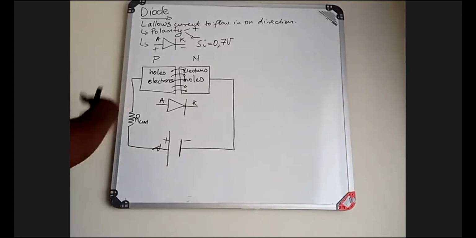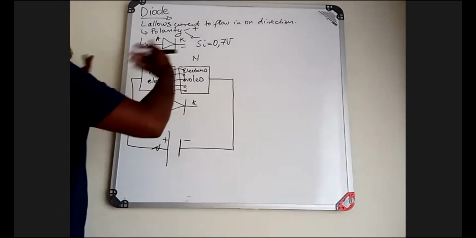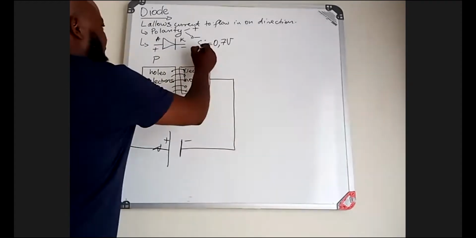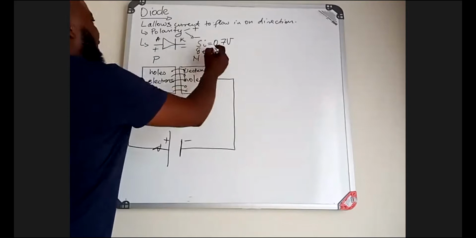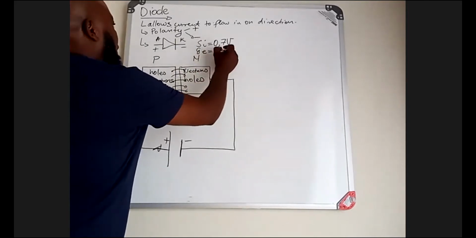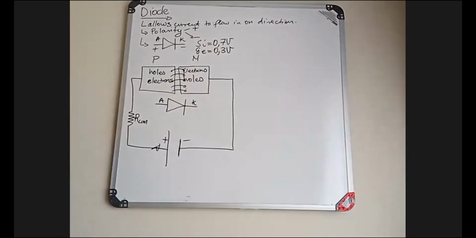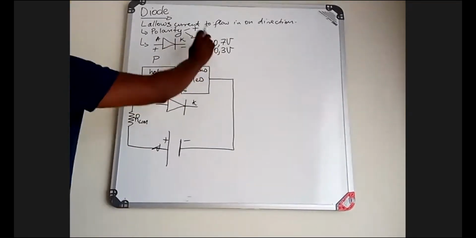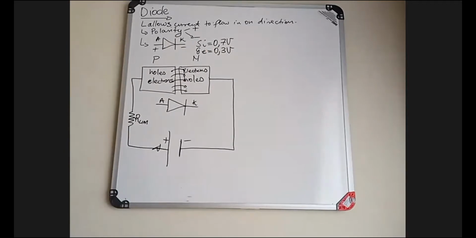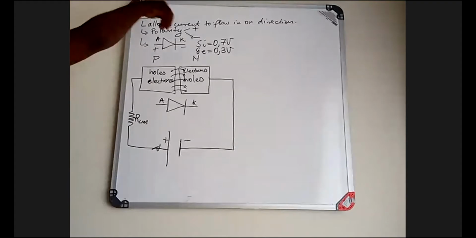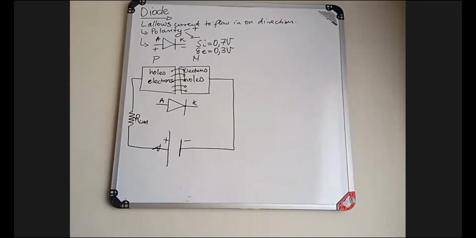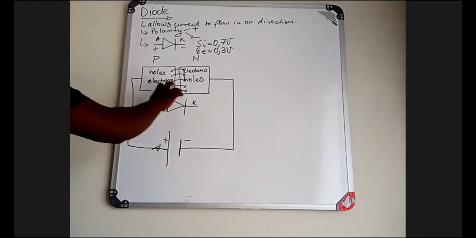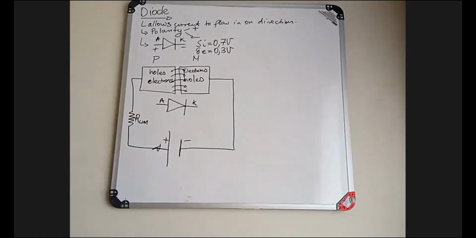But if it is a germanium material, then it will have a barrier potential of 0.3 volts. Now, when these two voltages, depending on the material used, are established during the movement of these holes combining with the electrons, then we can say that this device is in conducting mode.